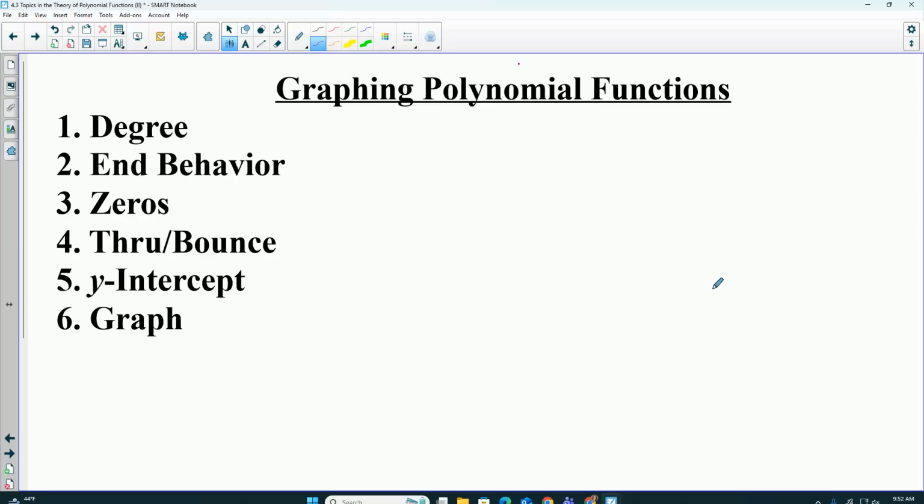On a test or quiz, I wouldn't just say graph it and expect you to list all 6 steps. I would break it down and say part A, tell me the degree. Part B, tell me the end behavior. So I would prompt you on each piece. We know the degree is what? Your highest exponent.